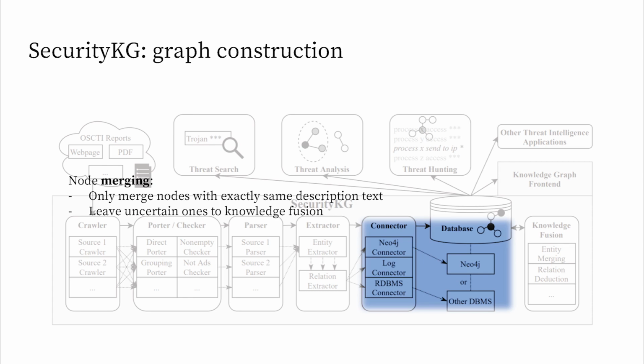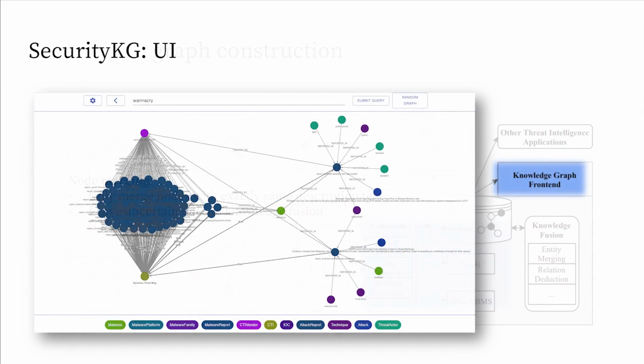By separating the knowledge fusion stage from the storage stage in the main pipeline, we can prevent early deletion of useful information. In order to facilitate knowledge graph exploration, we built a web UI using React and Elasticsearch. The UI interacts with the Neo4j database through a Neo4j.js driver and provides various functionalities to facilitate the exploration of the knowledge graph, which we describe next.